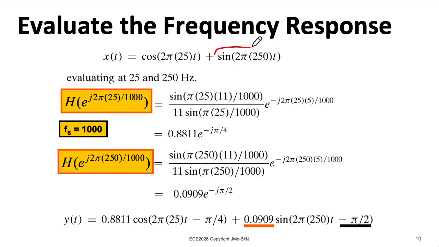Just for fun, we're writing this in a slightly different way than we did previously. We wrote it as a cosine with a phase of minus pi over 2, but here we're writing it as a sine. So evaluating the frequency response at 25 and 250 Hz, we wind up with these numbers. So the amplitude of the cosine is going to be 1 times 0.8811, and the amplitude of the second sinusoid is going to be 1 times 0.0909. A phase shift of minus pi over 4 goes here, and a phase shift of minus pi over 2 goes here. Now, we could rewrite this as a cosine, in which case the original phase of minus pi over 2 would combine with this phase shift of minus pi over 2, which would give me a phase of minus pi, which would be equivalent to having a minus cosine form.